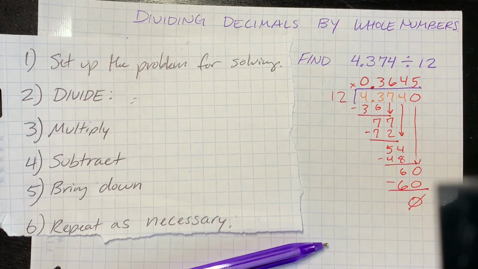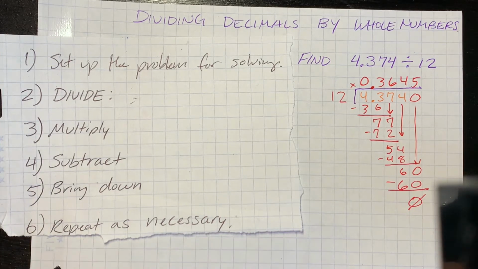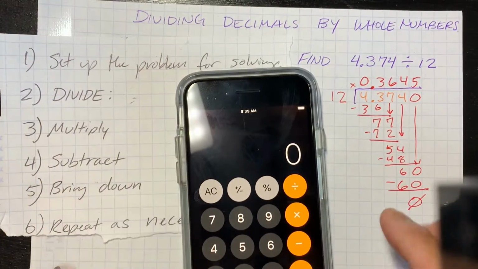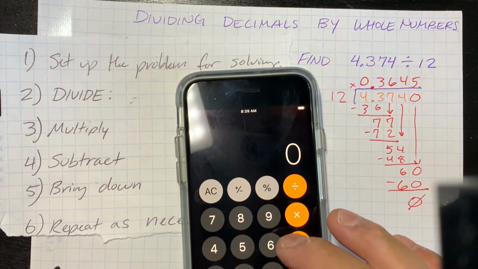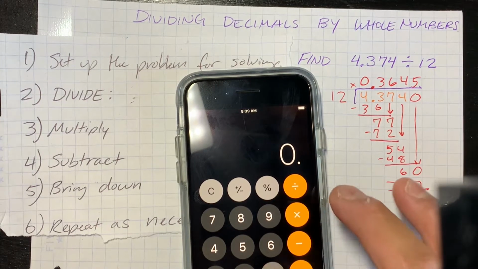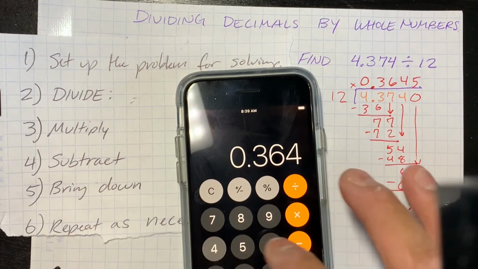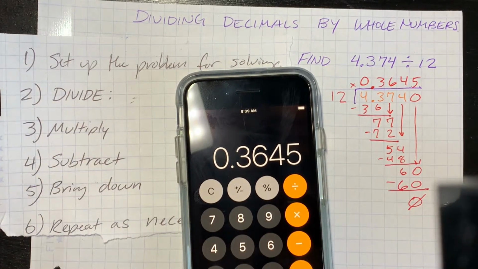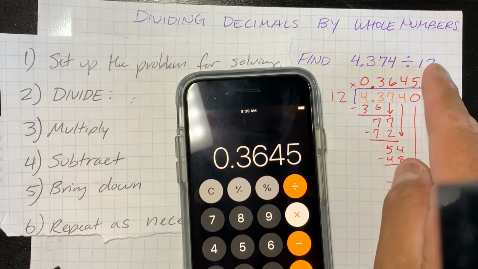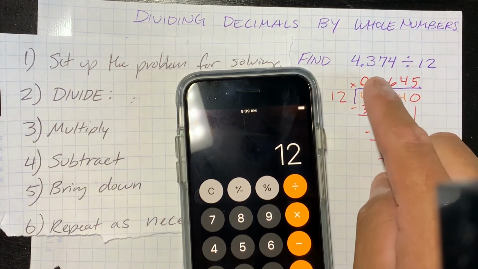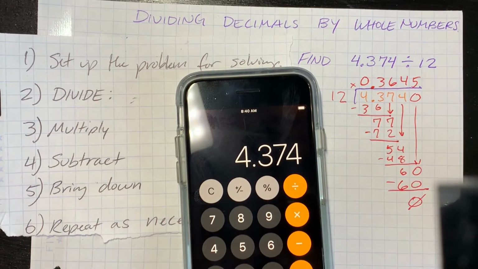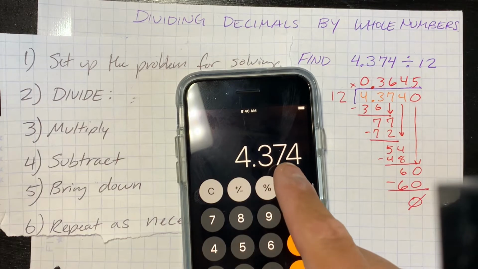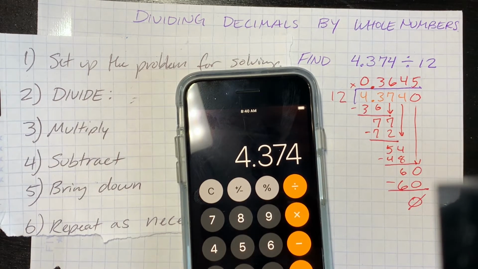Now again, we're going to go ahead and check. We're going to check using a calculator again. We're going to multiply the quotient. So let's type in the quotient. Now we're going to multiply that times the divisor 12. Now we should get the dividend 4 374/10,000. We have 4 374/10,000. It checks, so we are correct.